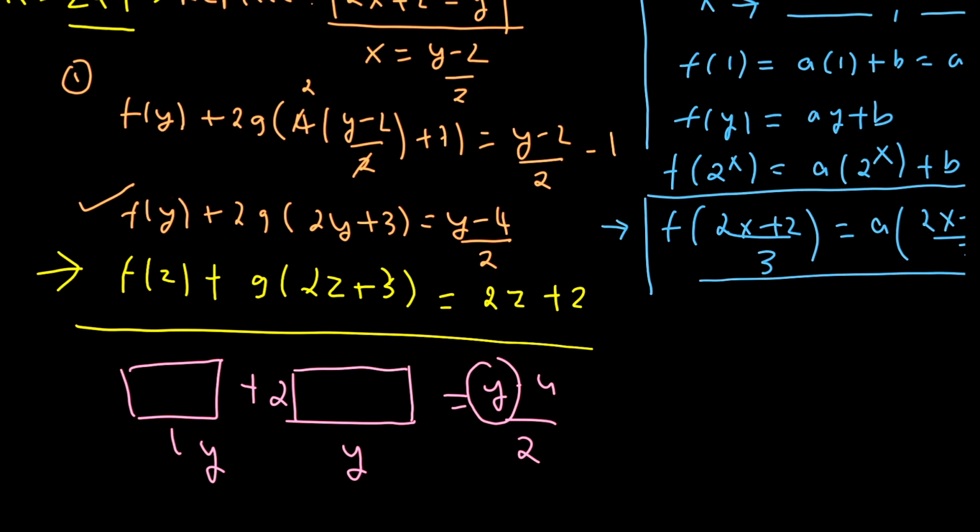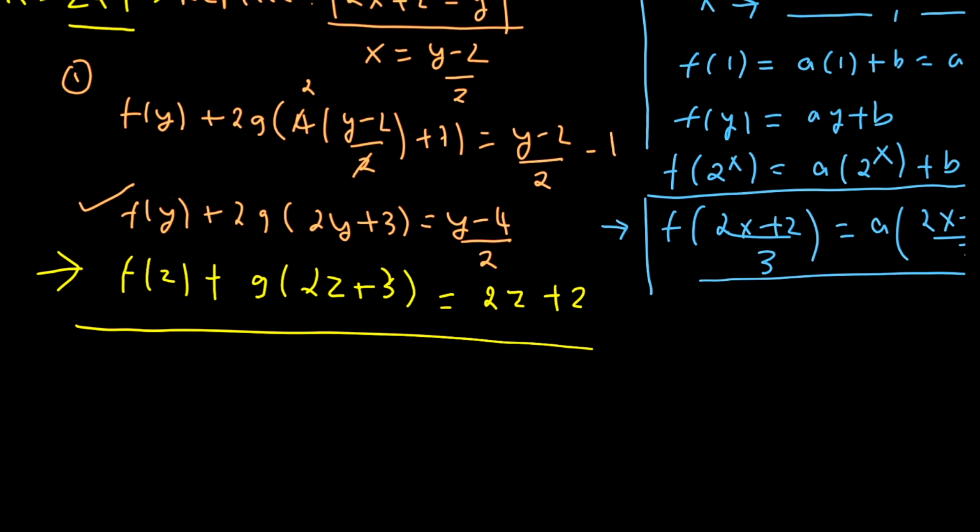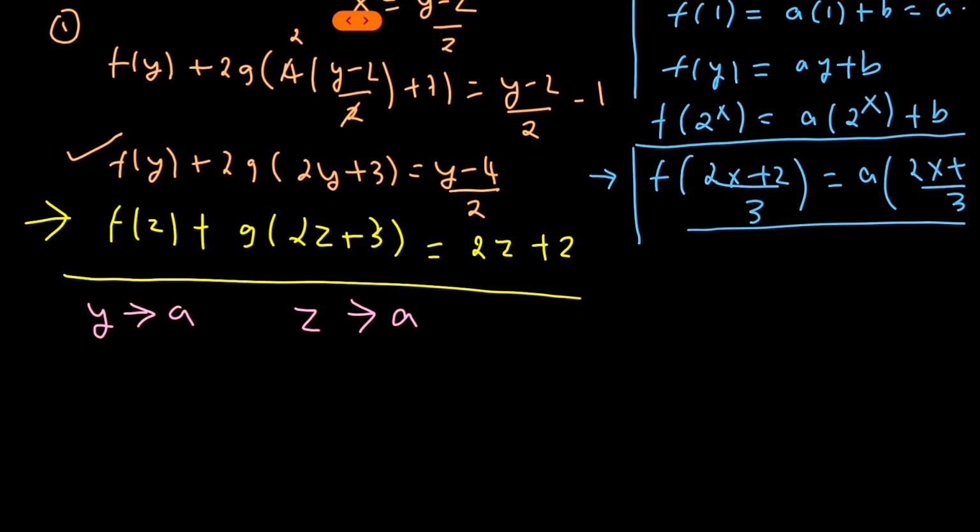We can simply replace the variable in that whole equation, even in the right hand side and inside this functional equation. So what I will do is, first of all, I will replace y equals to a, and z also with the same variable a. It is all okay. This doesn't mean that y is equal to z. We are just replacing the variable in that whole equation.